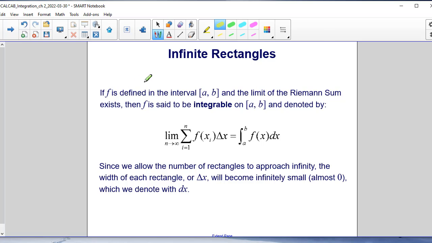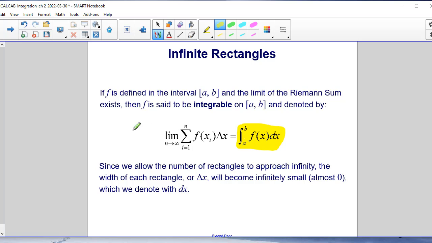If f is defined in the closed interval from a to b, and the limit of the Riemann sum exists, then f is said to be integrable on the closed interval a to b and is denoted by this. So we take our limit of the summation notation and we introduce this new symbol called the integral sign. So the summation is equal to the integral of f of x dx as x ranges on the closed interval a to b.